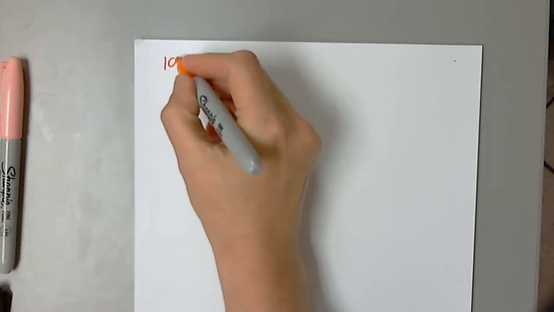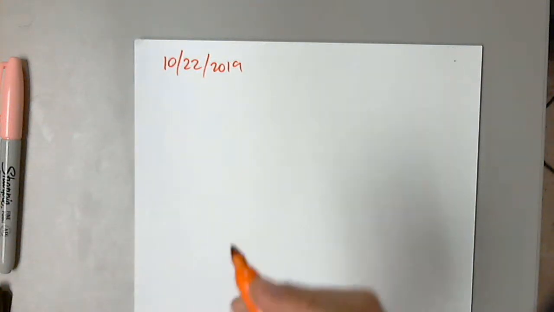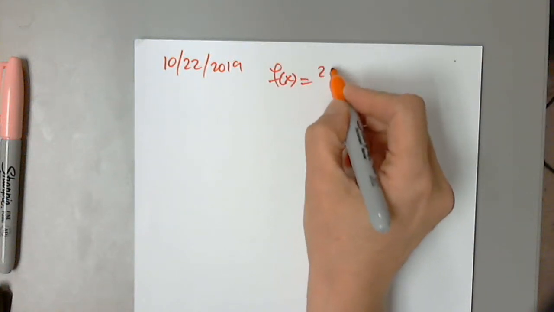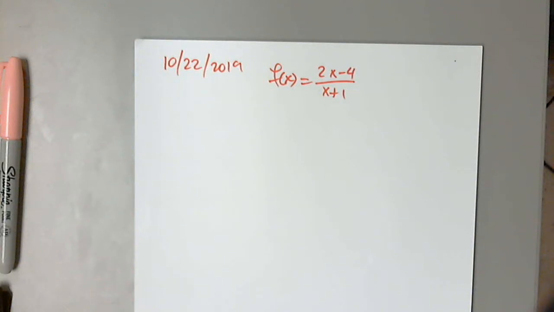So today is the 22nd. And let me copy the function before I forget. It was 2x minus 4 over x plus 1. Yes, I'm ready.